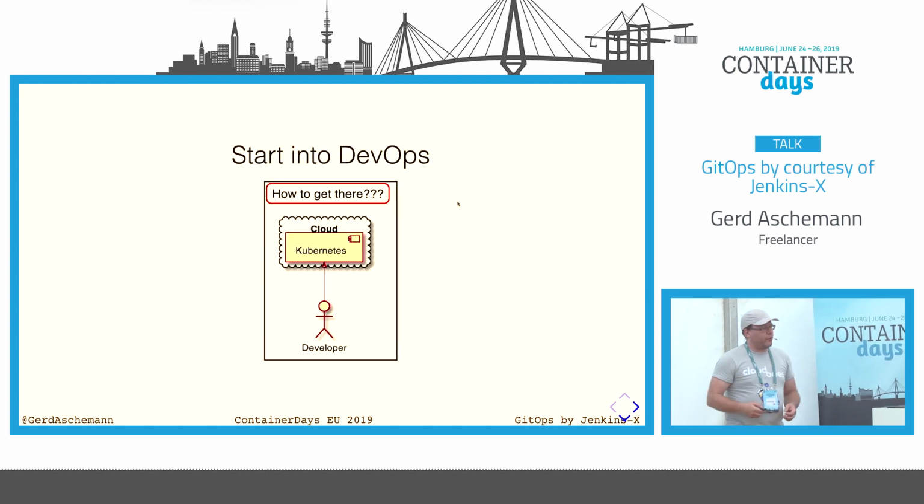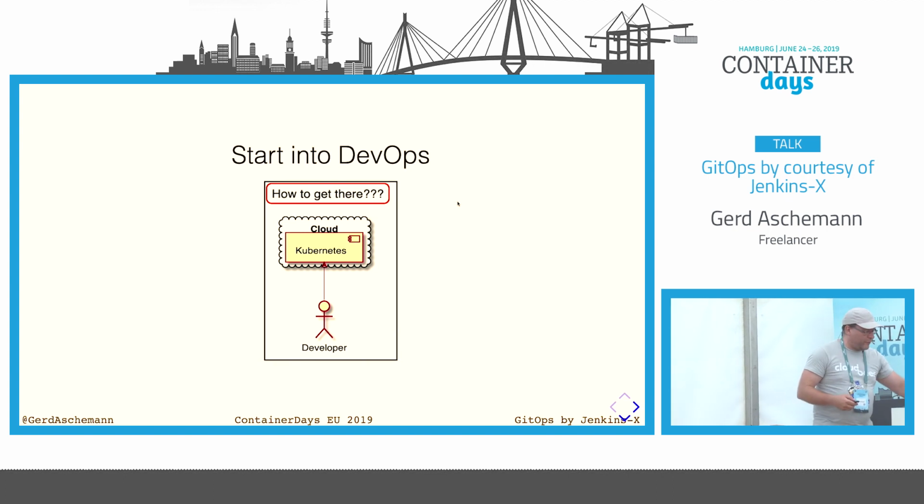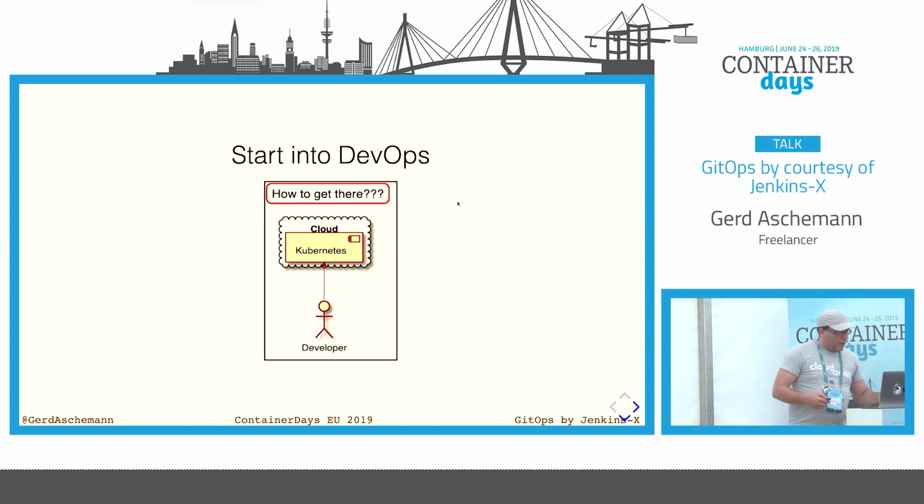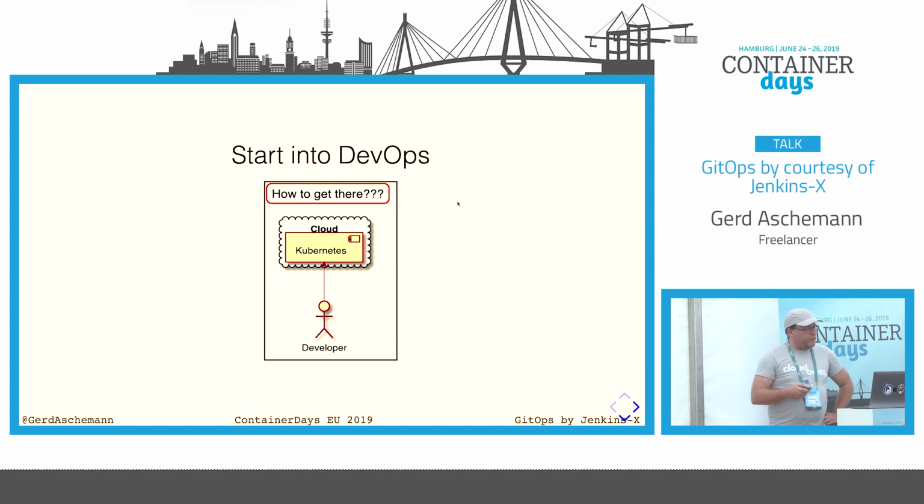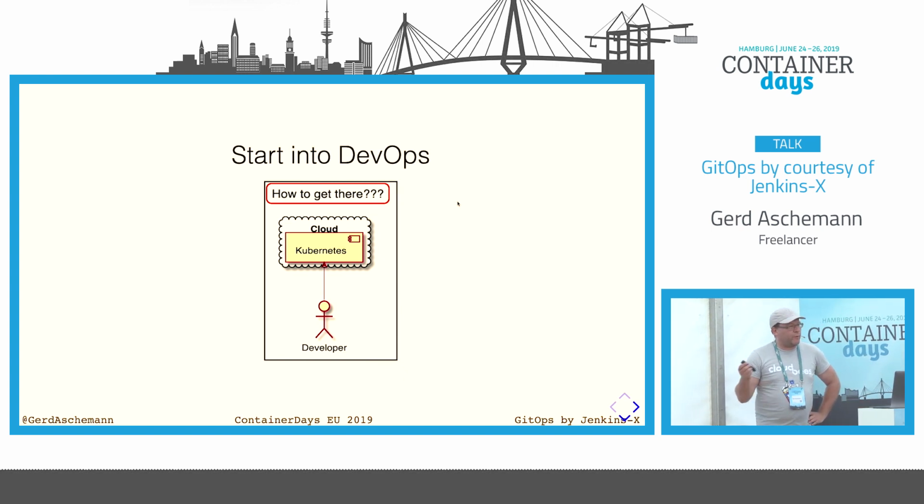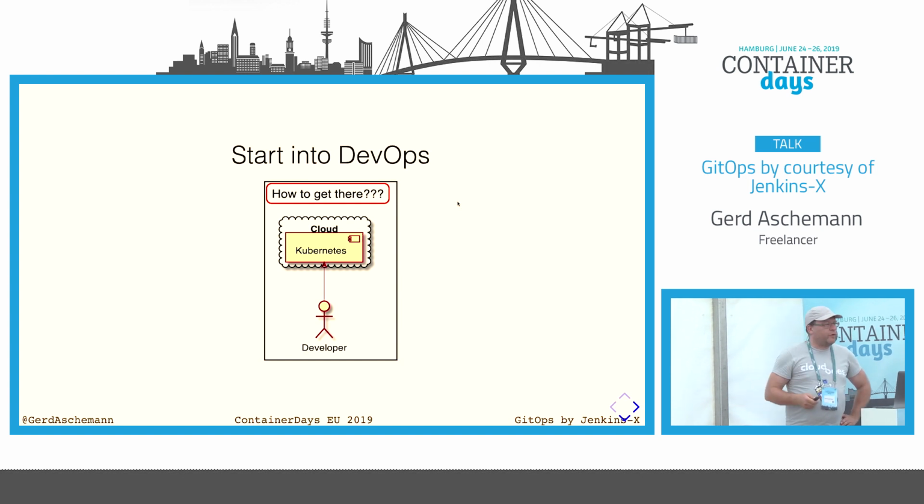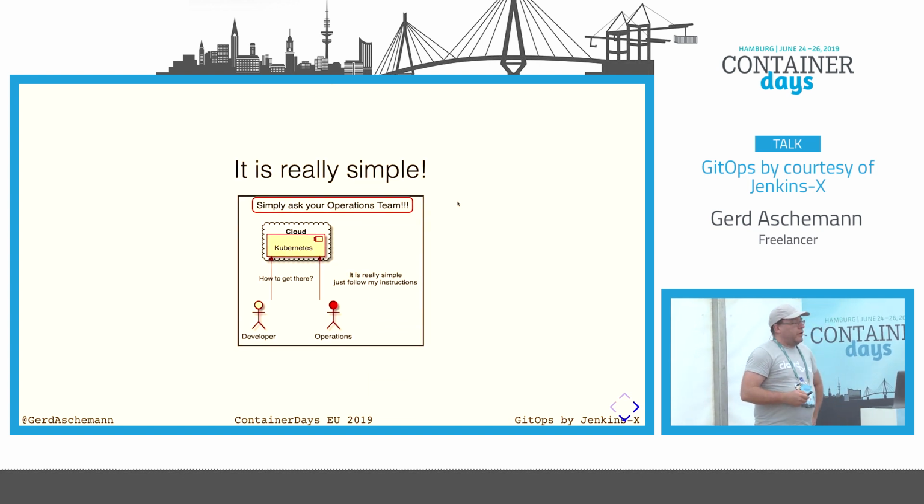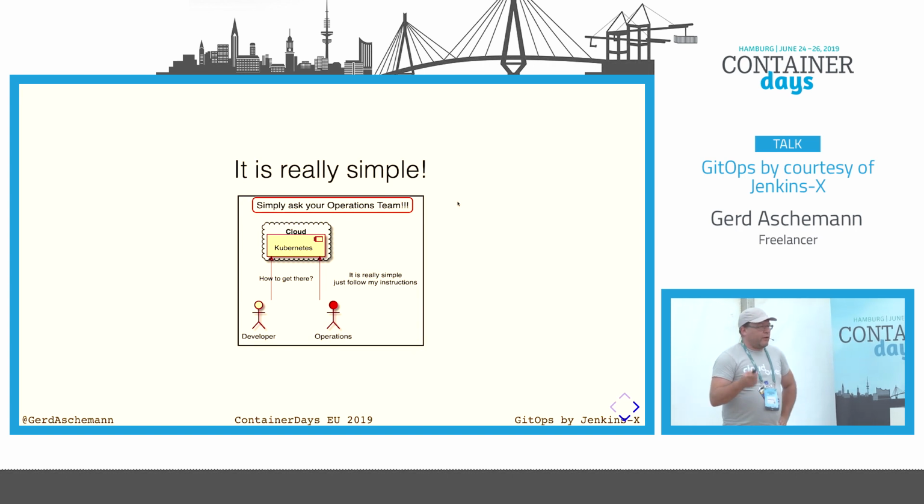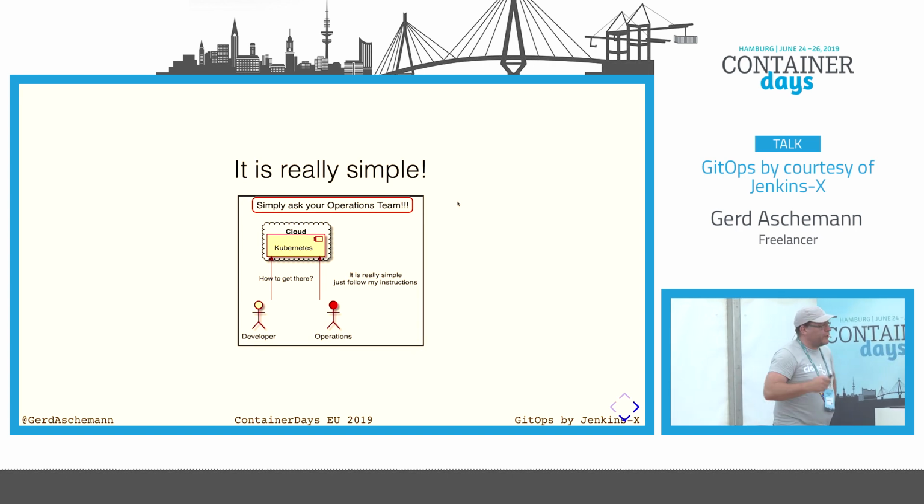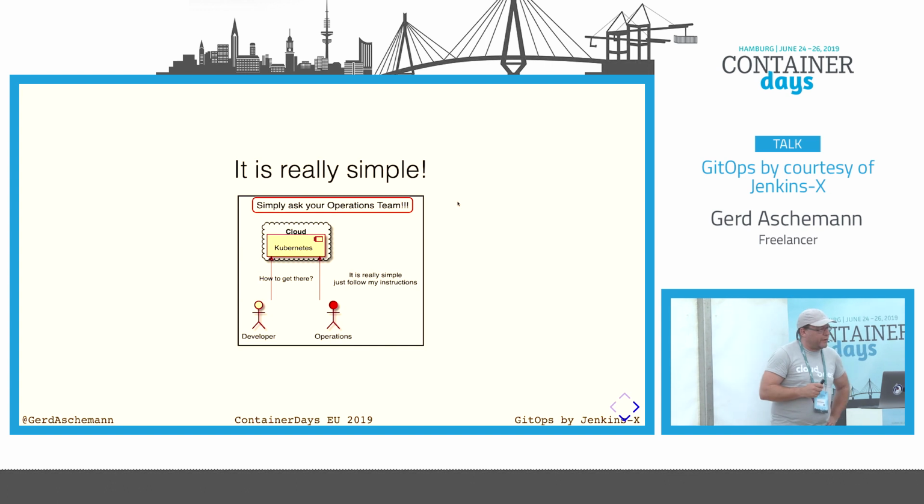So let's start with a developer perspective. As a developer, the only thing I would like to do is to get into Kubernetes. I don't care about all the infrastructure and all the other things. I just want to code my application and get it into Kubernetes. So what do I have to do for that? If I ask my ops guy, they say, oh, it's very simple. Just follow some simple rules and we get everything into Kubernetes or into the cloud environment.